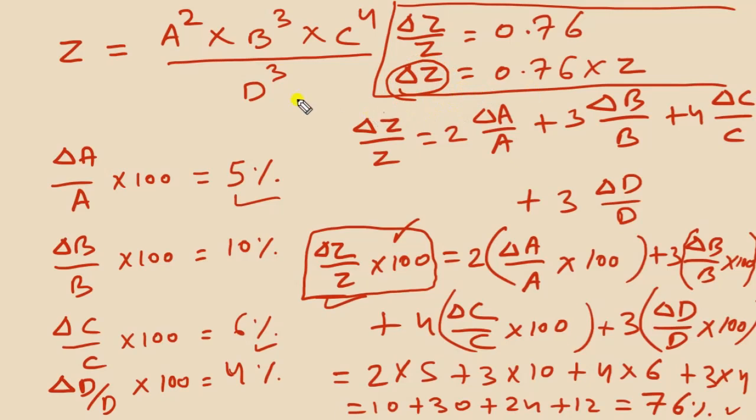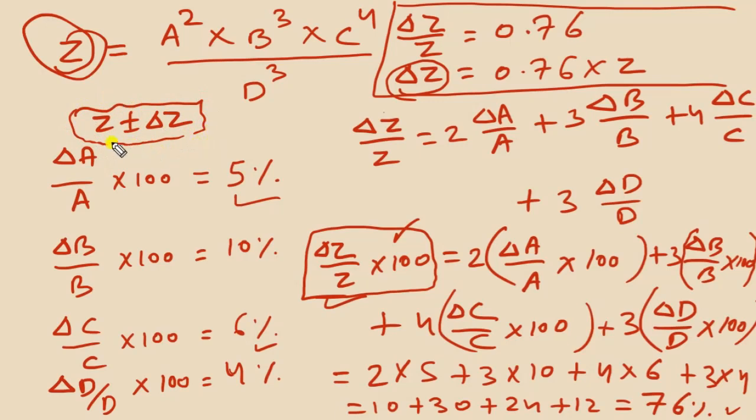Okay, and after that, you can easily express this in the form of Z plus minus delta Z, which is the standard way of expressing any physical quantity, the true value plus minus mean absolute error. Clear?